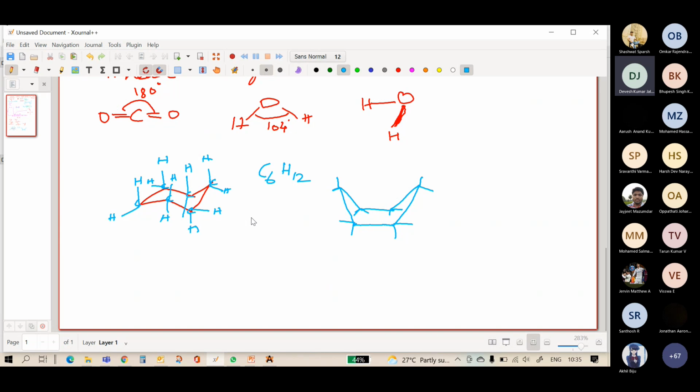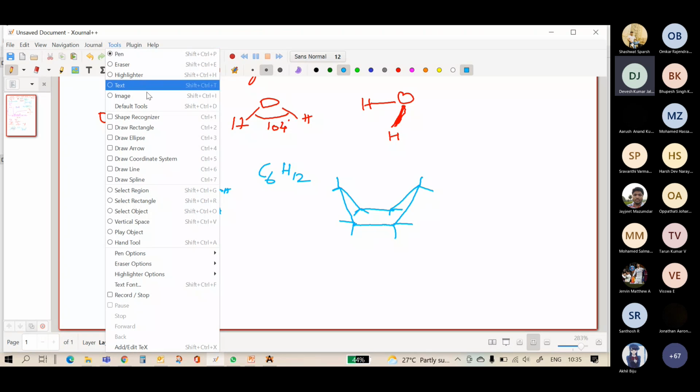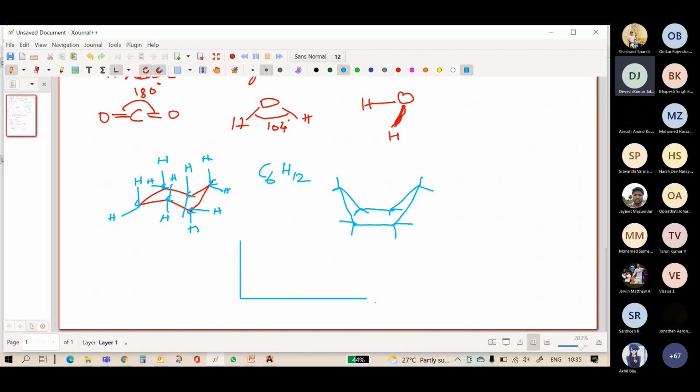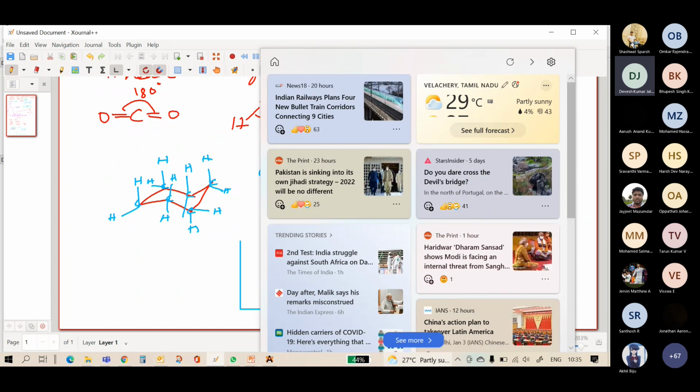So if you draw the, excuse me. Sir, isn't the twist boat the more stable one than the boat? Which one? The twist boat. Okay, I'm not sure about that.